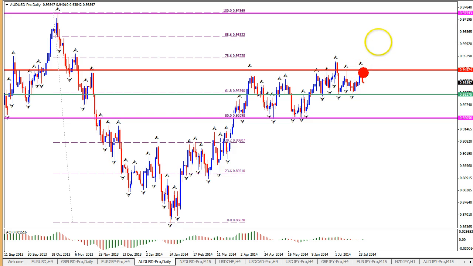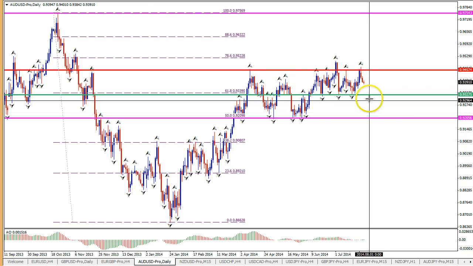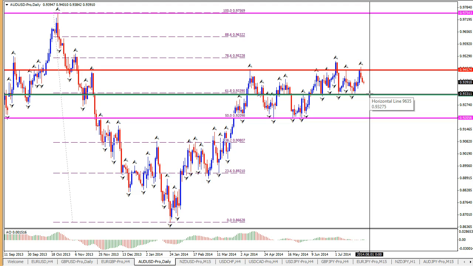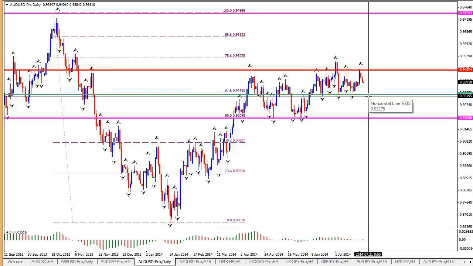The AUDUSD had yet another struggle around that 94.50 level. This is approximately the fourth time, I believe, or fifth time even, and we are remaining in a sideways consolidation zone between 94.50 and 93.30. So those are two levels basically that I would like to see broken before I anticipate any trades.